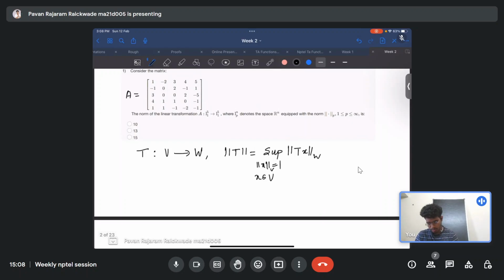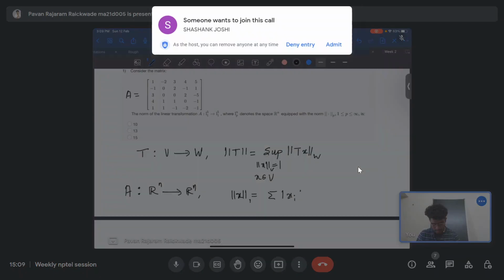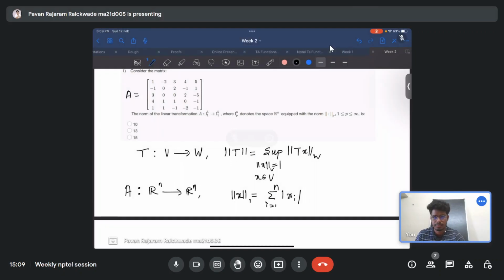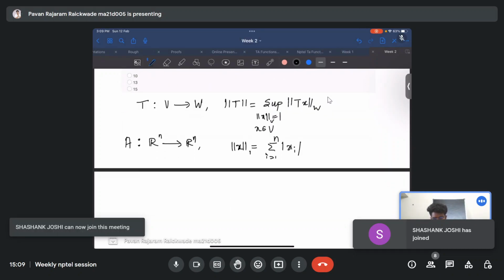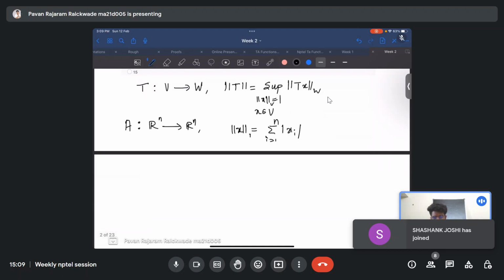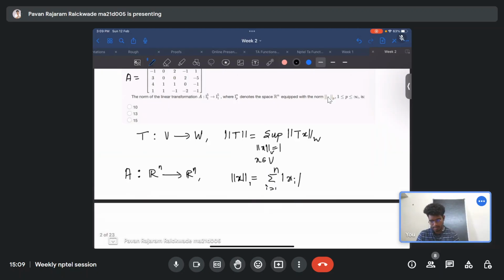Here A is a matrix, so it is an operator from Rn to Rn, and the norms on both sides are p norms for p equals 1. The one norm is given by norm of x 1 equals the summation of modulus of xi, i going from 1 to n. So this is the norm on both sides, and with respect to this norm we want to find the norm of the matrix A.